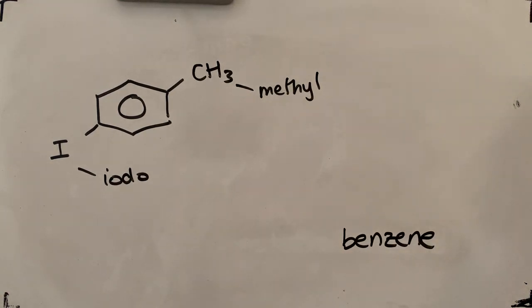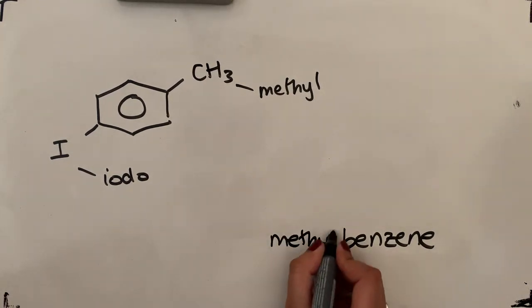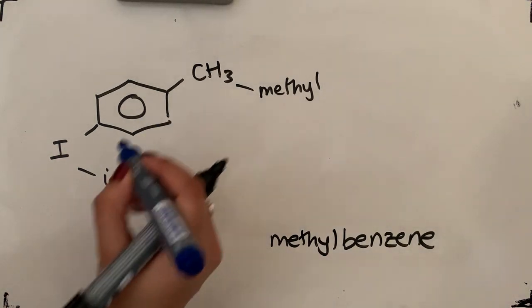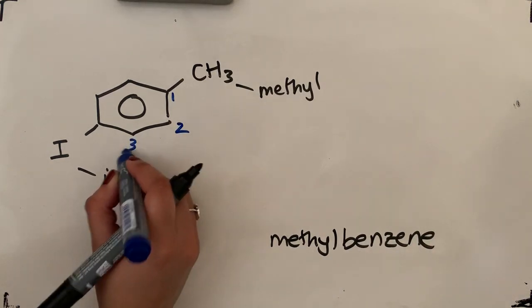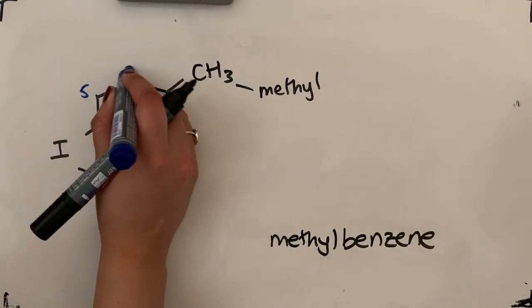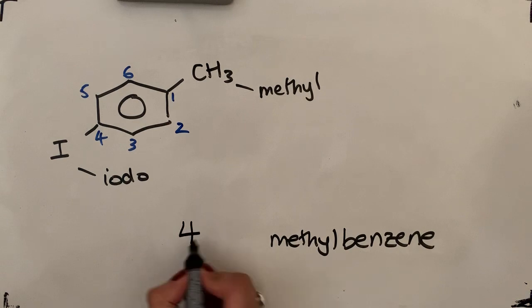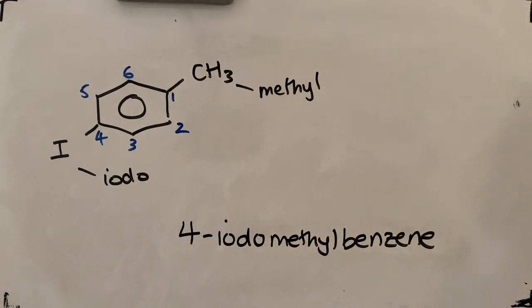You now decide out of iodo and methyl which one is last in the alphabet. In this case, it is methyl. So you put methyl with benzene. And your methyl, the carbon to which the methyl is attached, becomes carbon number 1. Again, it doesn't matter which way I number now. And therefore, your iodo is on carbon number 4. So therefore, this is called 4-iodomethylbenzene.